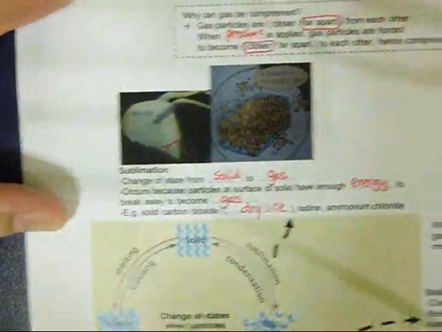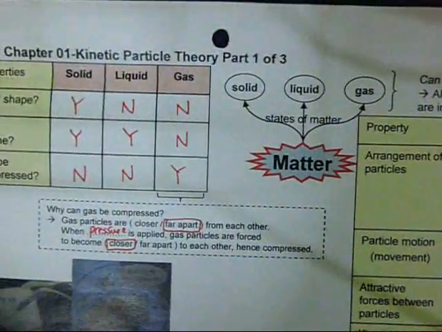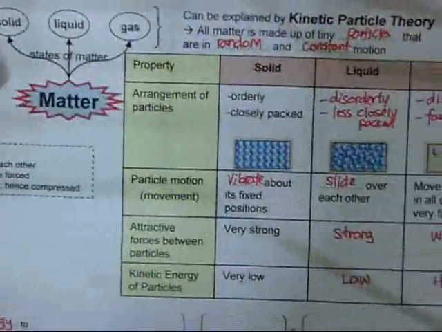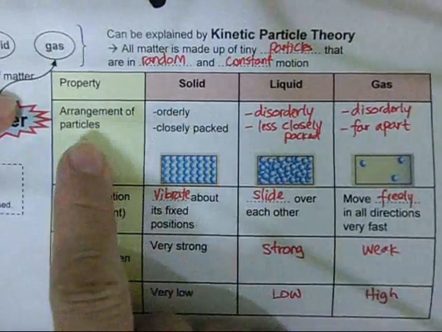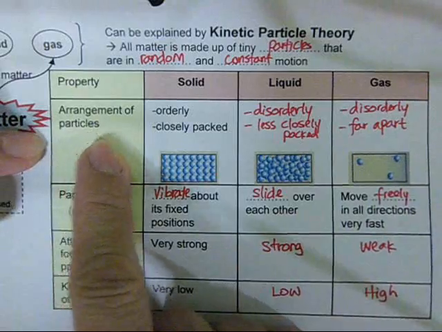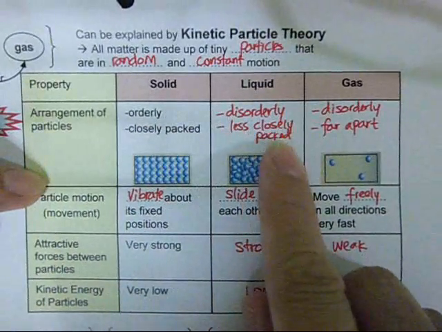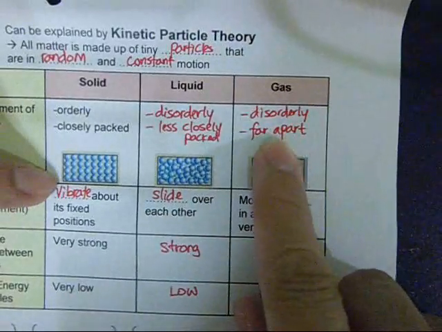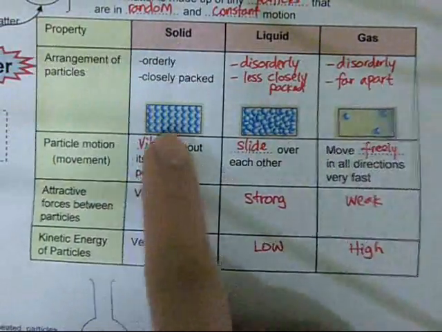Okay, the second mind map that you have to study would be the kinetic particle theory. This table, must memorize this table. Solid, what would be the arrangement of particles? For solid, the arrangement of particles will be orderly and closely packed. Liquid, disorderly, less closely packed. Gas, disorderly and far apart. So this whole table must be remembered.